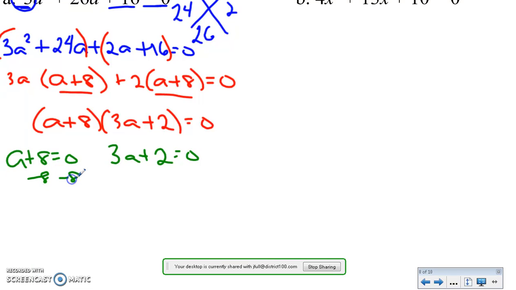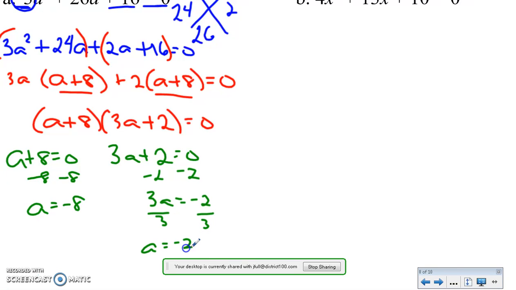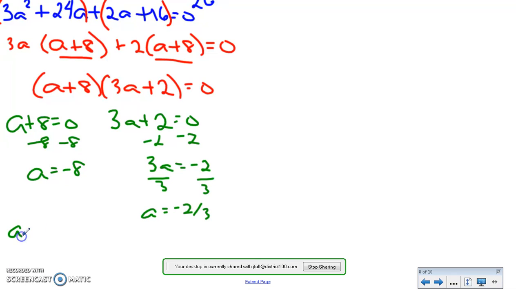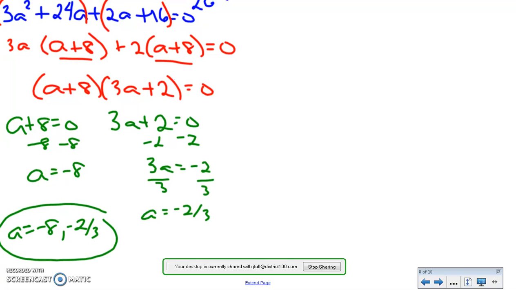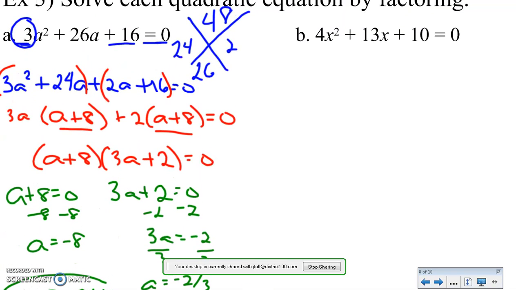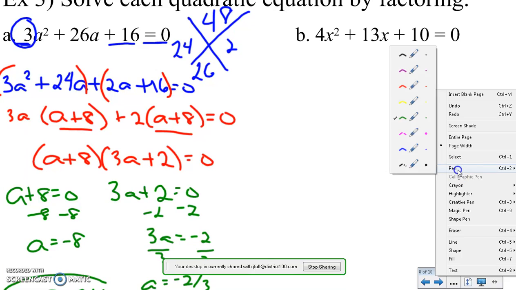So if we subtract 8 from both sides, we get negative 8. Subtract 2 from both sides, we get negative 2, and then divide by 3, you get negative 2/3. So our two answers here are negative 8 and negative 2/3. Okay, so that one definitely takes longer because you have to use the AC split. Still works out. Let's do one more like that.